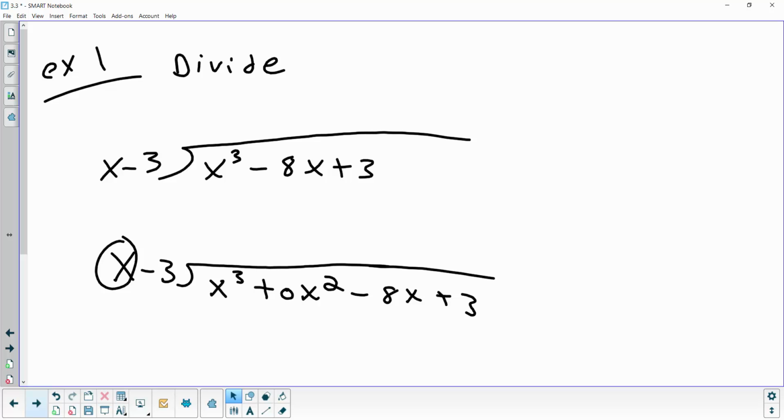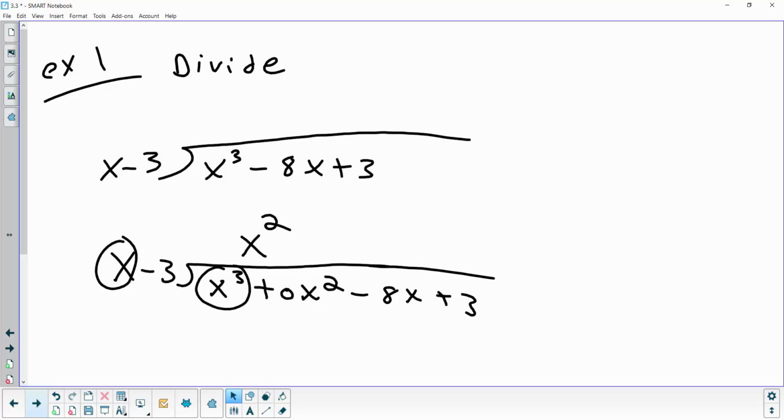Where's my dividend again? Make sure we know what we're looking at. X cubed. Right. The first term of my divisor is x. The first term of my dividend is x cubed. We want to divide x into x cubed. And then we're going to write that answer down. So Abigail, what do I get if I divide x into x cubed? Yep, x squared.